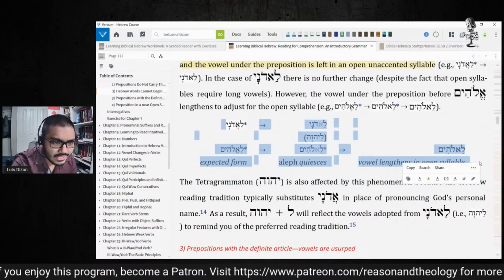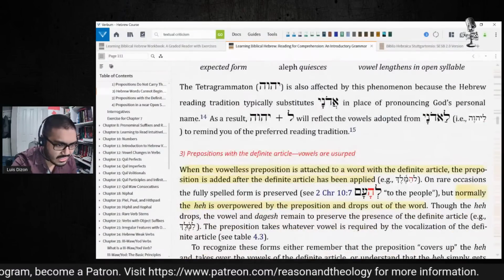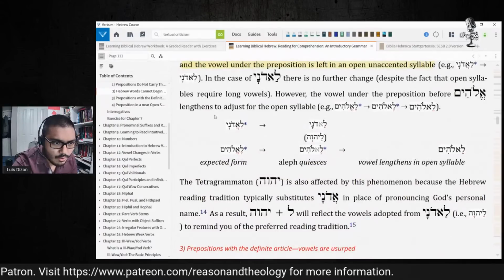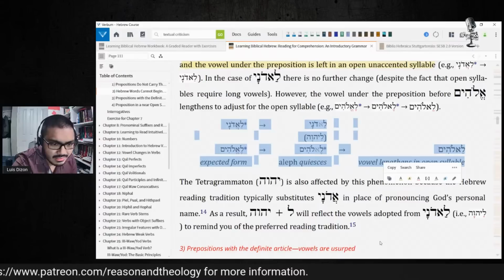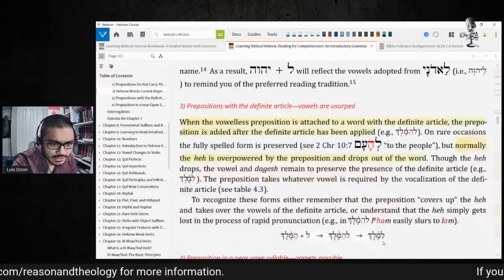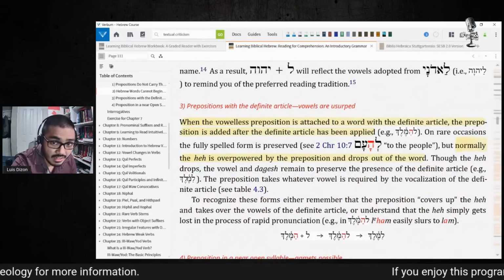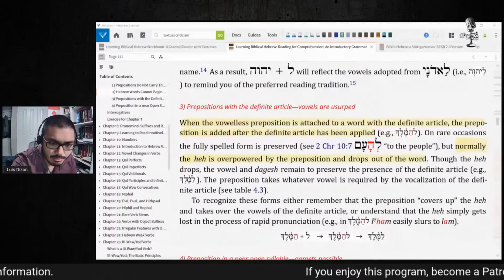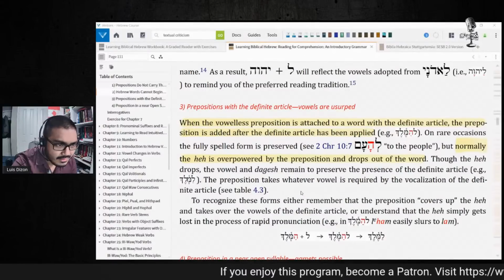So these are the vowel changes that govern prepositions. Don't worry too much about them. They'll become second nature to you because you'll encounter them often enough that you'll learn to predict them.